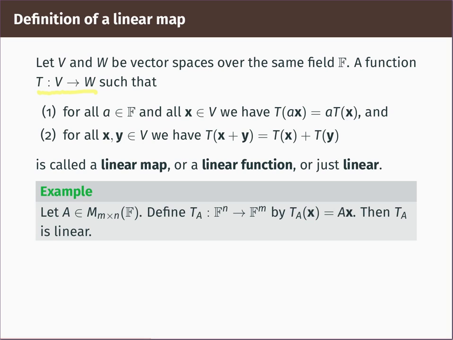The two properties are, first, that for every scalar a and every vector x in V, we have T of a times x is equal to a times T of x. Sometimes people will call that property T respects scalar multiplication. The second property is that for all vectors x and y in V, we have T of x plus y is equal to T of x plus T of y. This second property is sometimes called T respects addition.